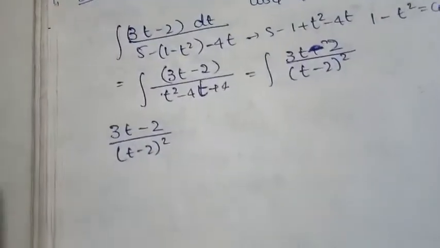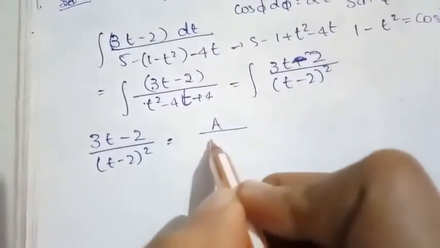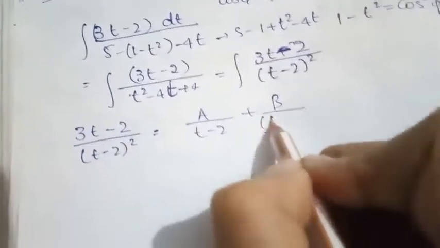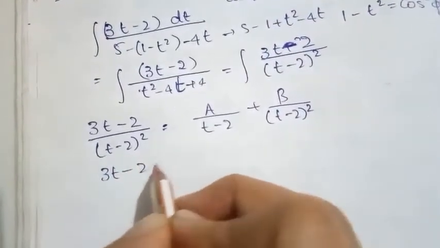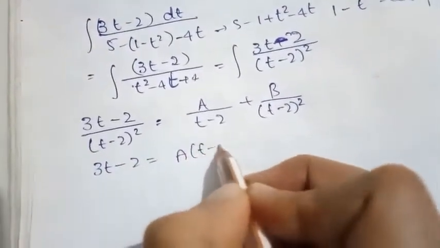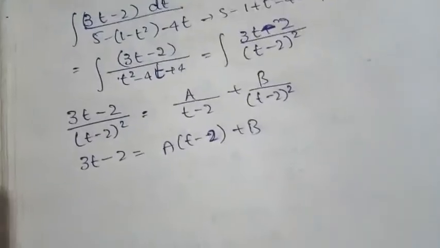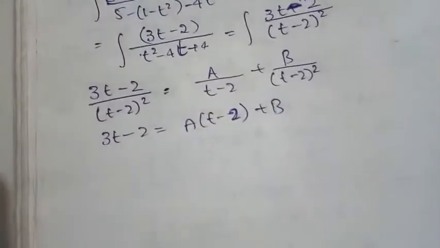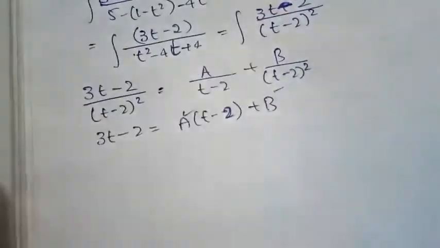Clearly it is a proper fraction, and in the denominator we are having a repeating linear factor. So in that case we are taking it as a divided by t minus 2 plus b divided by t minus 2 whole square. So what happens, 3t minus 2 is equal to a into t minus 2 plus b, because t minus 2 whole square is the LCM. So upon doing LCM, I hope now by writing directly, you people can understand this one. Now we need to get the value of a and b.